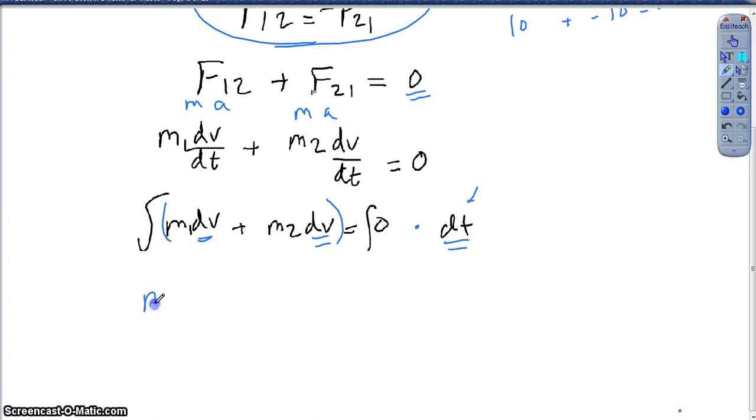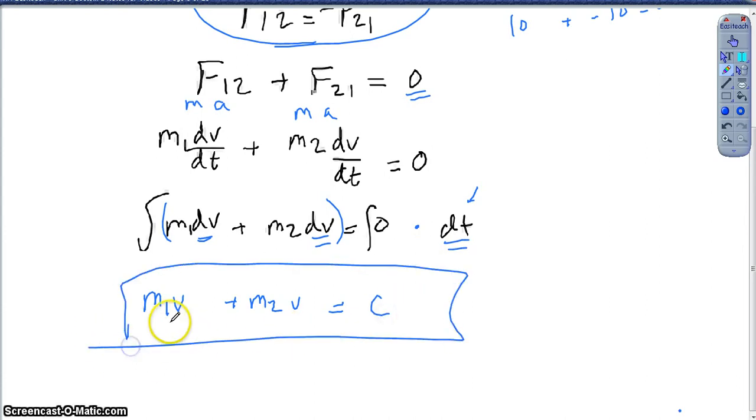Well, on the left hand side I ended up getting mass 1 times velocity plus mass 2 times its velocity. And on the right hand side I have 0, so I don't end up with any t's, right? 0 times t would just be 0, but I do get that constant term. And so hopefully what this shows us is that the momentum, mass 1 times velocity plus mass 2 times velocity, is always equal to a constant. So again, this is just taking advantage of Newton's third law, which says forces always come in pairs, to show that momentum has to be conserved if there's no outside force acting, right? If the only forces acting are the forces between two objects, then because they're always equal and opposite, momentum always has to be conserved.